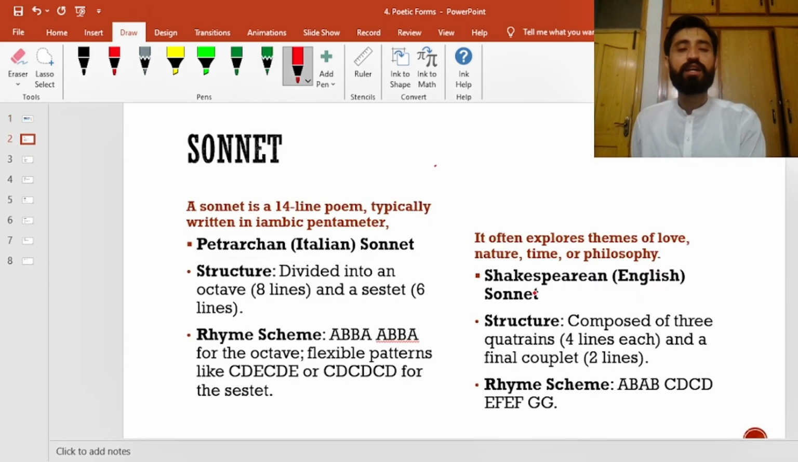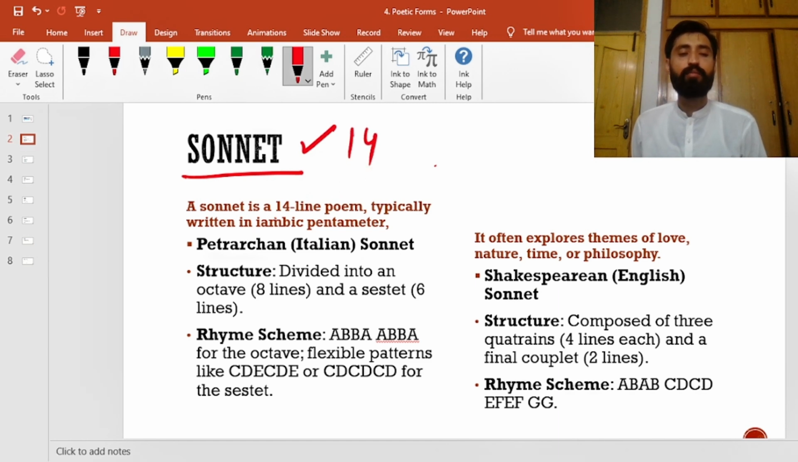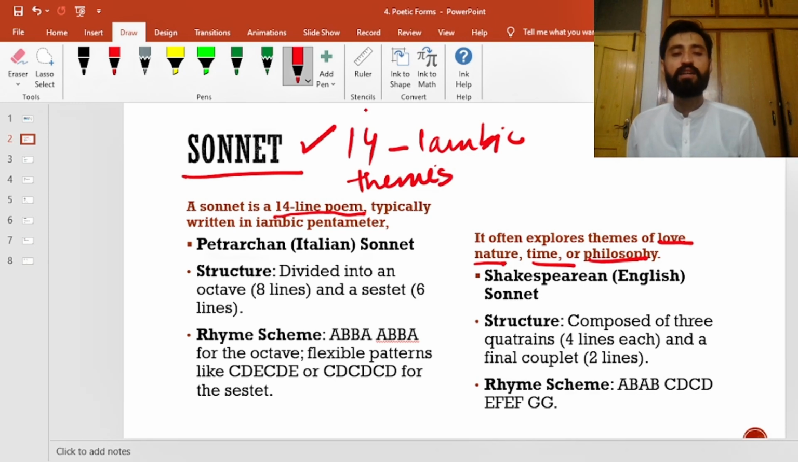Now let's start our discussion from the very first topic, that is the sonnet. It's the first verse form, and a sonnet is a 14 line poem, as written here in front of you, and is written in iambic pentameter, and along with that it explores the themes of love, nature, time, and philosophy. So we can say that there are three things to be noted when it comes to sonnet. How many lines do we have? What's the meter? And what is the theme?